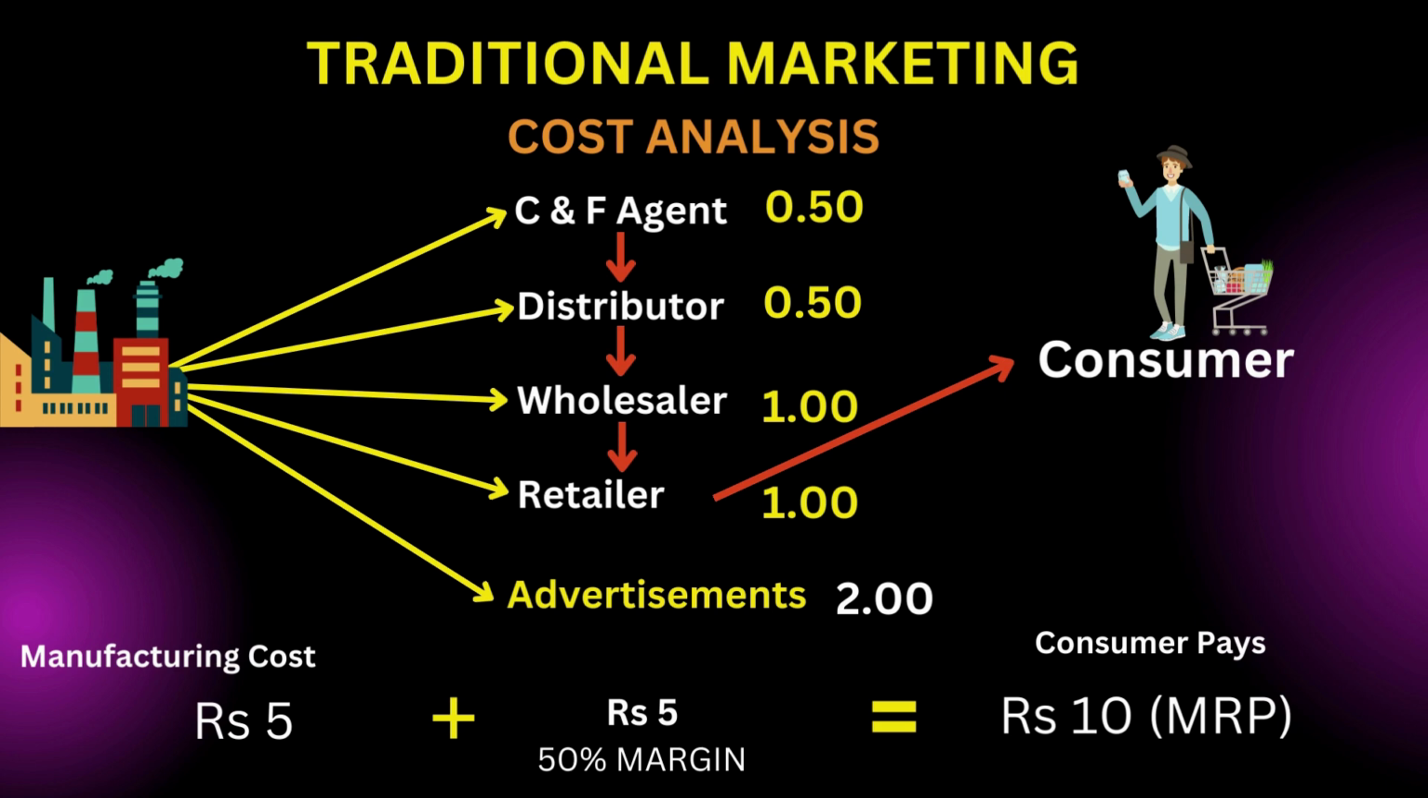So manufacturing cost was 5, and the rupees 5, that is 50% margin, is added to the manufacturing cost, and the consumer ends up buying it for rupees 10. If manufacturing cost is 5, the middlemen take around rupees 5, and the consumer pays 10 rupees. This is how the traditional marketing model works, which is a lose-win situation. Lose on the consumer part because he is ending up paying for all these middlemen, and the winners are all these middlemen and the advertisement people.